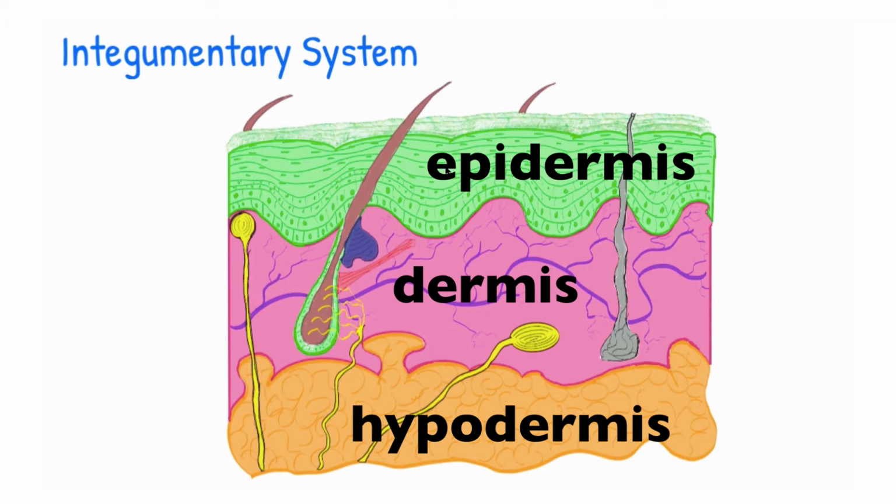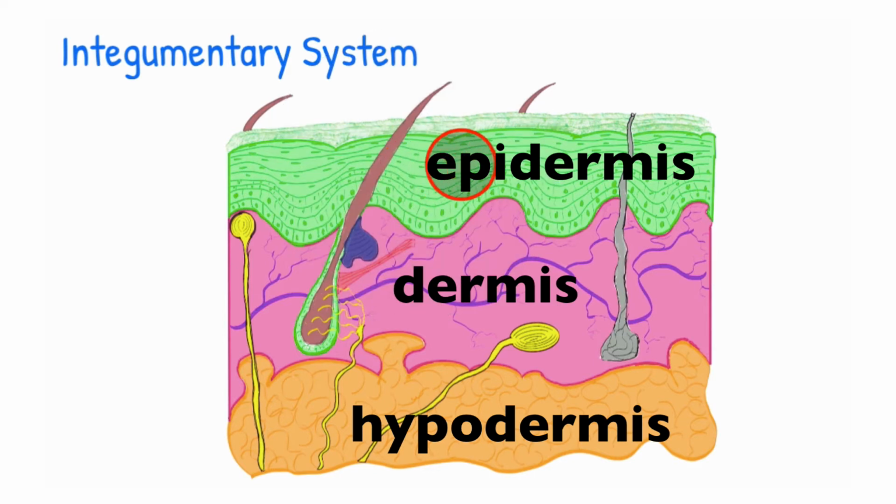Keep in mind, as we discussed with epithelial tissue, it is avascular, so we will see the blood supply, which provides nutrients and oxygen to this overlying epithelial tissue. The blood vessels are within the dermis.